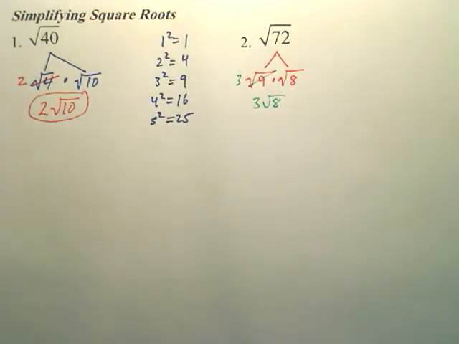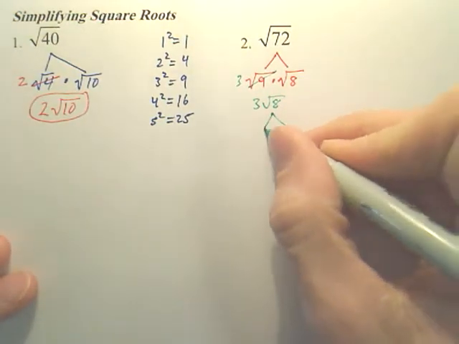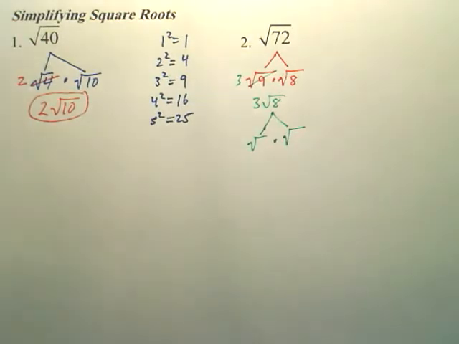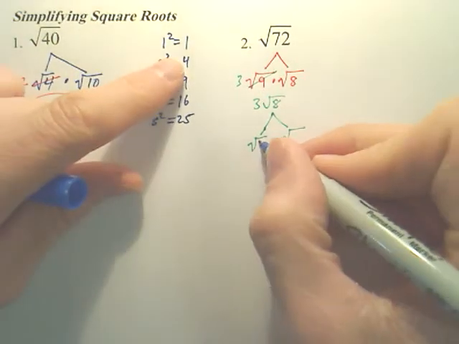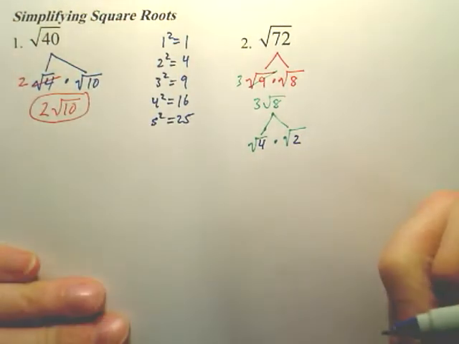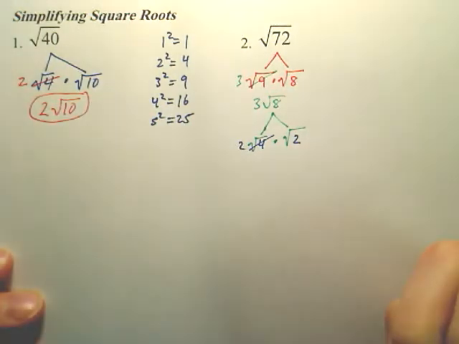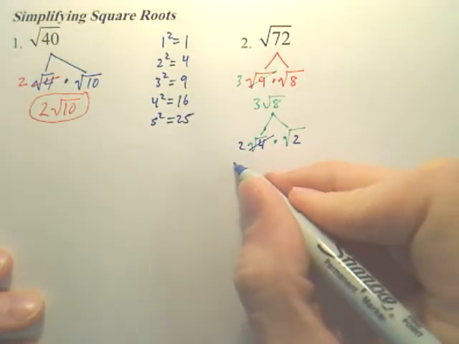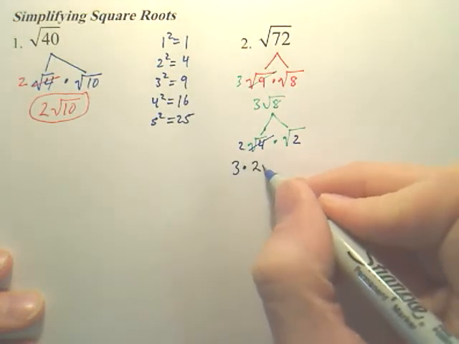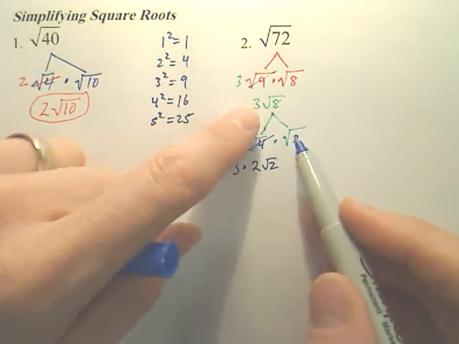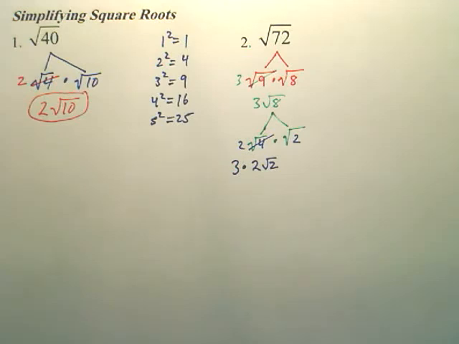So we think we're done. The problem is 8 can actually keep going. Watch. 8 can keep going. What makes 8? Well, isn't that a 4 times a 2? And isn't the square root of 4 2? So don't we now have 3 times 2 square root 2? 2 square root 2. Don't forget that 3 up there. A lot of people forget it.